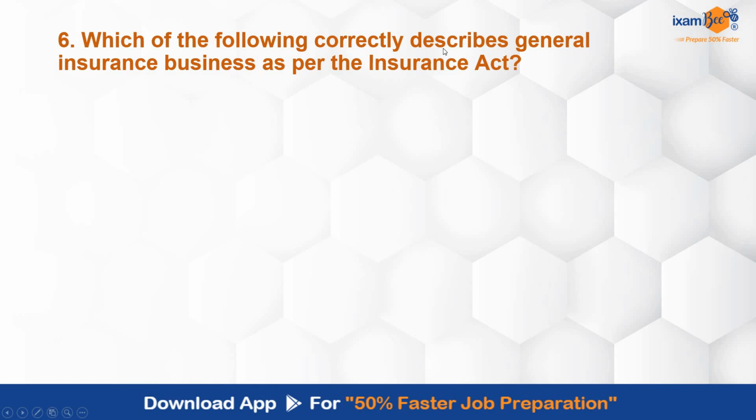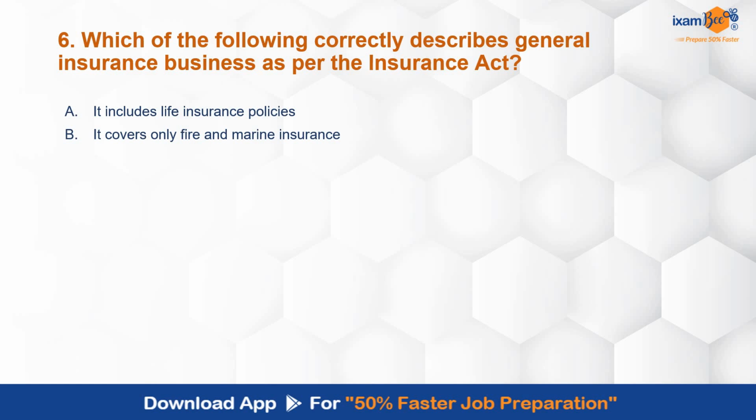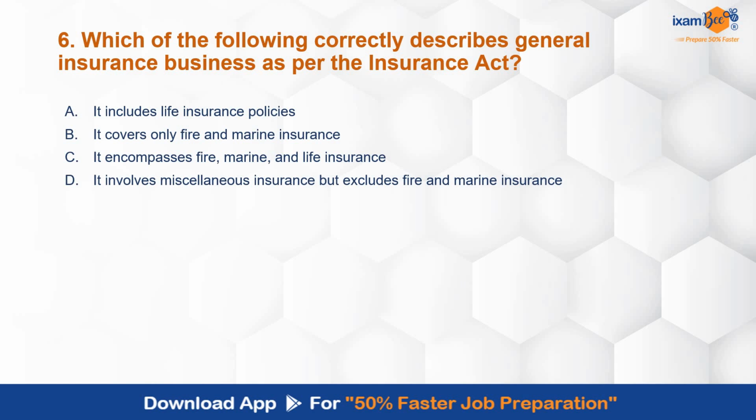Which of the following correctly describes general insurance business as per Insurance Act? It includes life insurance policies. It covers only fire and marine insurance. It encompasses fire, marine and life insurance. It involves miscellaneous insurance but excludes fire and marine insurance. It comprises fire, marine or miscellaneous insurance alone or in combination.